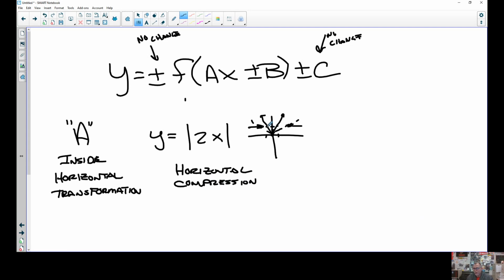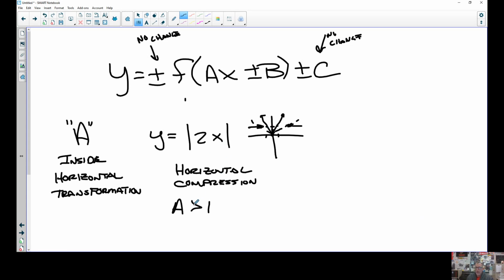It looks like a vertical expansion, right? If you go back to what we did here, when I had 2 times x squared, the 2 meant we vertically expanded. Well, this is going to be now with A being greater than 1, a horizontal compression. A greater than 1, we horizontally compress. It's the opposite of what happens. It looks like a vertical expansion, but it is a horizontal compression.